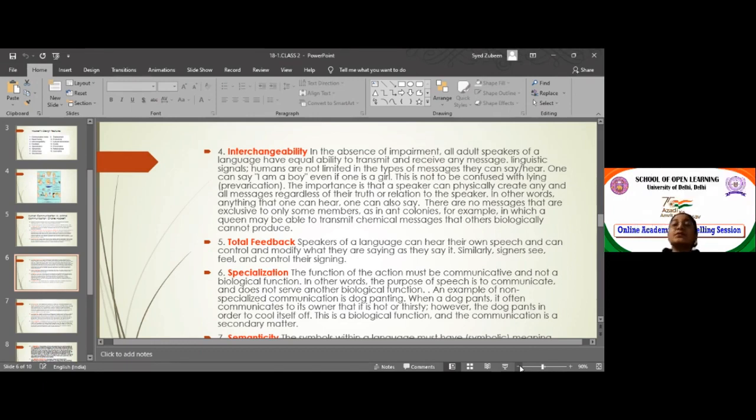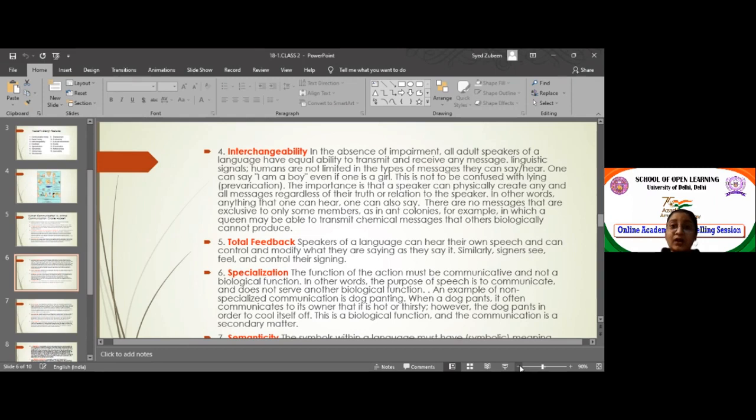There are no messages that are exclusive to only some members, as in ant colonies, for example, in which a queen may be able to transmit chemical messages that others biologically cannot produce, right? So another very important feature of human communication, which differs from animal communication, is interchangeability, where I can say, and you can say, anything that you want. If I am a teacher right now, I can simply say that I am a student, right? And you, if you are a student, can say, I am a teacher. So we can interchange our sentences n number of times. We can produce sentences to the power of infinity, right? As long as we know the words, we can create n number of sentences. It does not mean that we are only going to create a limited number of sentences, just the way animal colonies function.